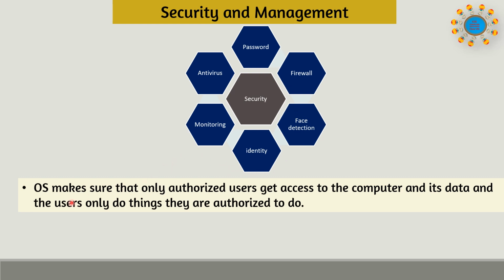The operating system will make sure only those who have the correct password or face detection, we can say, get access, and if the antivirus is installed, the virus is not there. All these things are done by the security management system, and it will make sure, suppose if we are giving some permission, the user will only do whatever is permitted. So the security part is done by the security management system in the operating system.